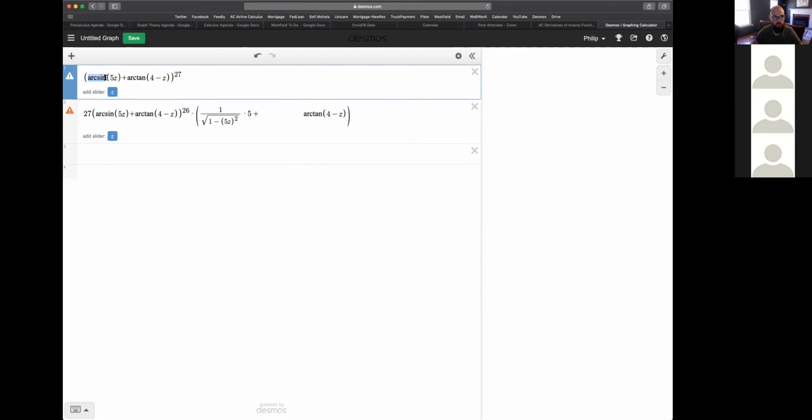Right, so this is the derivative of arcsine. You're plugging in 5z here, multiplied by the derivative of 5z. Okay. What would go over here? Then this plus sign. That would be 1 over 1 plus x squared, which would be 5z squared. Not 5z. Oh, 4 minus z. Right. And then it would be times the derivative of the inside, negative 1. Yep. And so this would be your derivative.